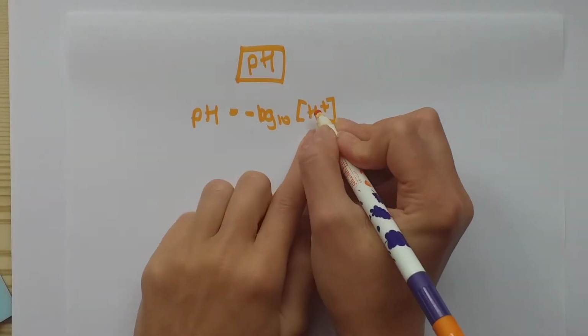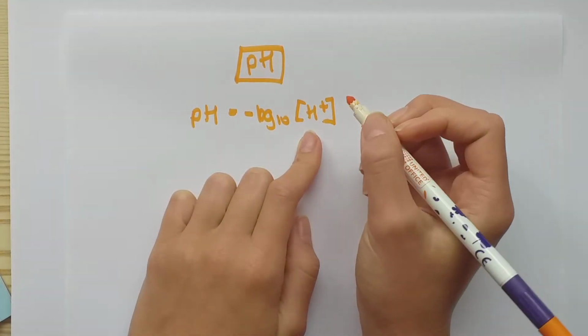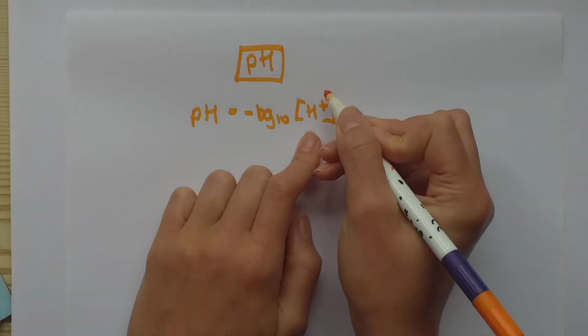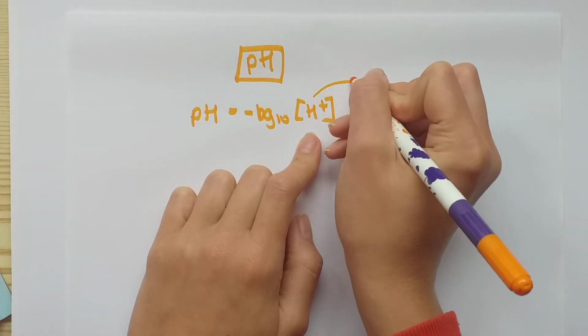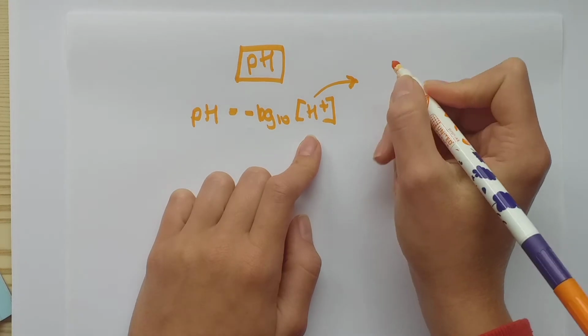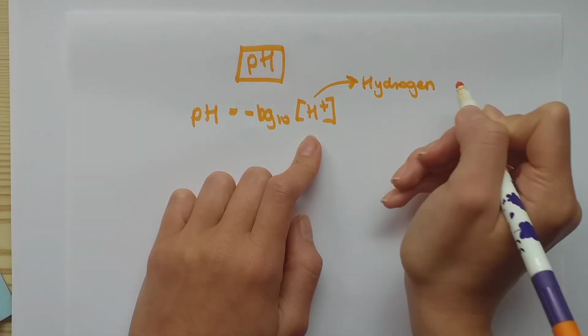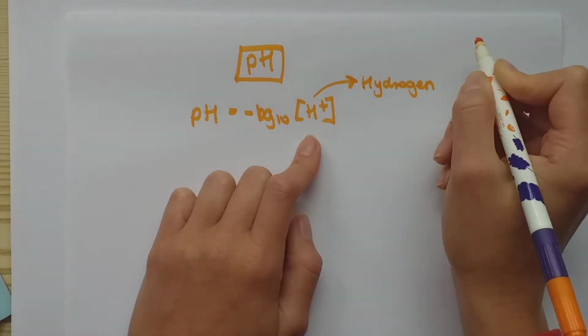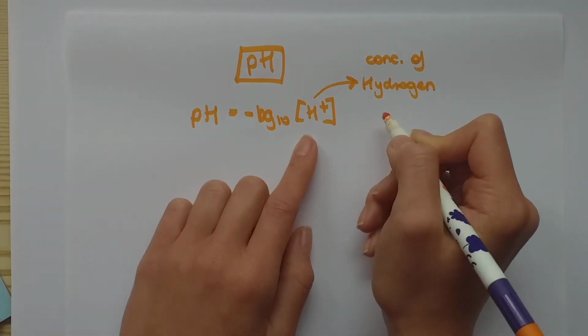Okay, so H plus. What is H plus? H plus is nothing else than the concentration of our proton. So as you know, our proton is the hydrogen. So in here you put the concentration of hydrogen.